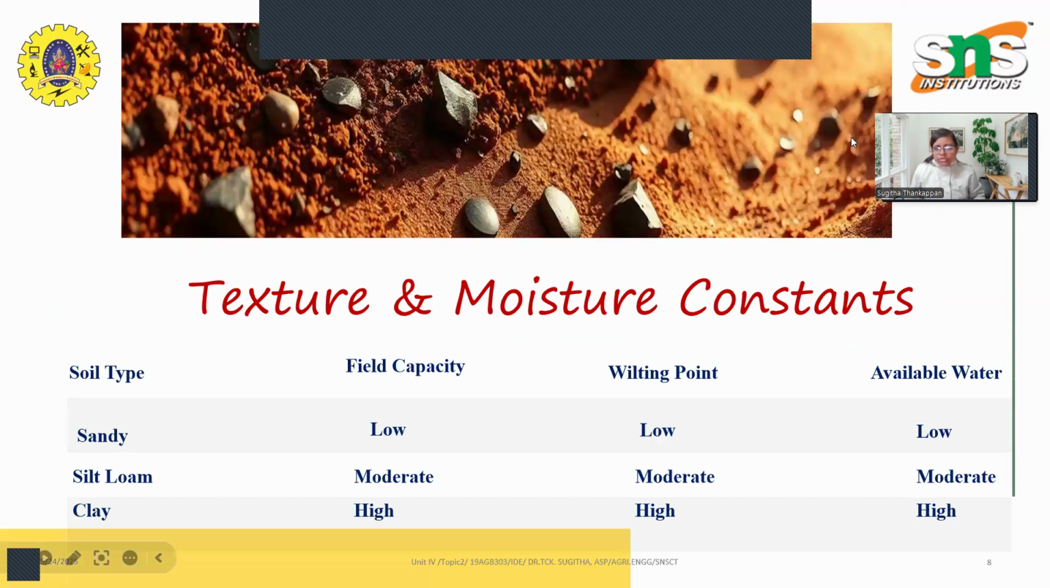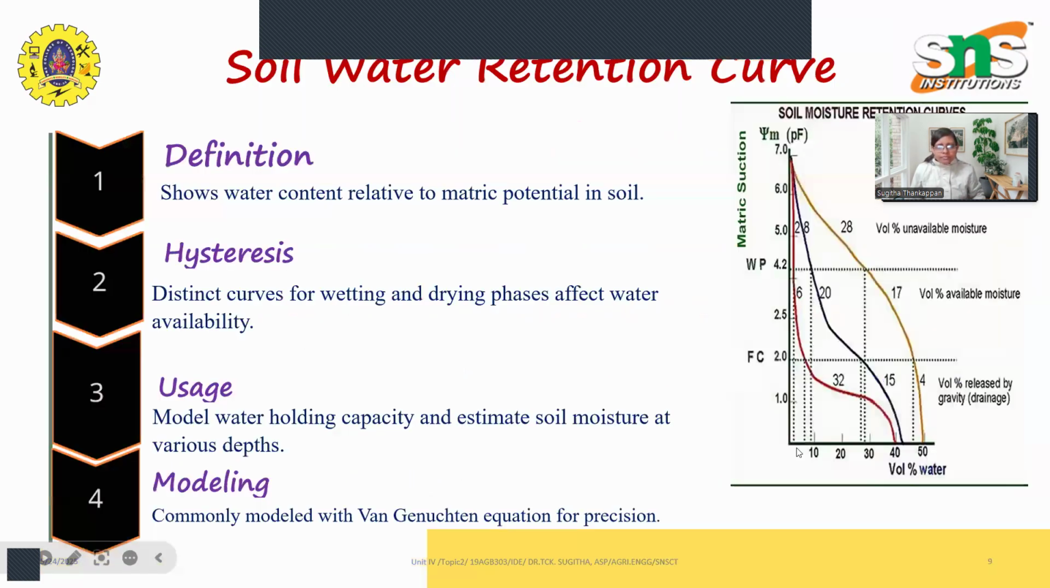So the texture and moisture constants vary with the soil type. If we take a sandy soil type, the field capacity is low, the wilting point is low, and the available water is low. Whereas for clay, the field capacity is high and the wilting point is high because the pore sizes are very small and the plant cannot extract water. So the wilting point is much higher and the available water is also high.